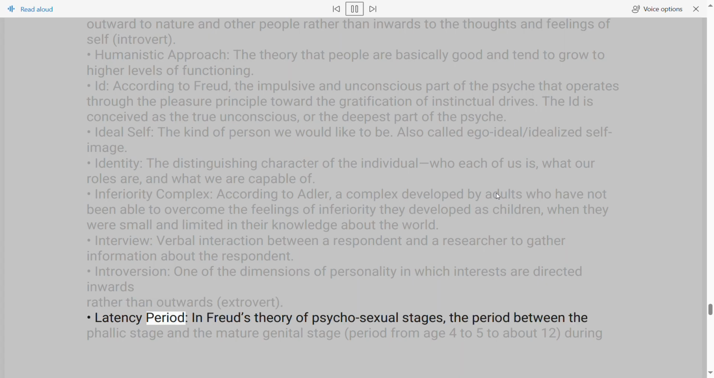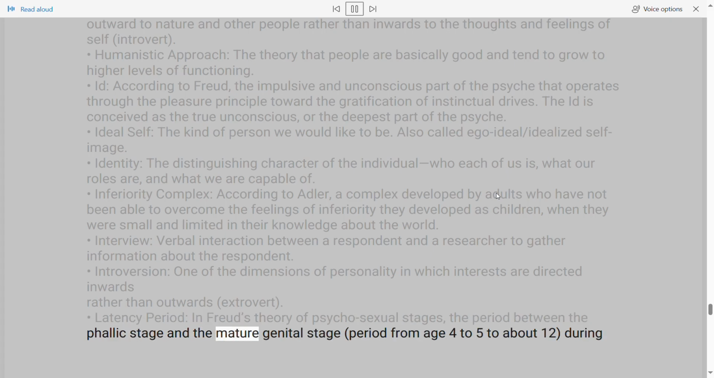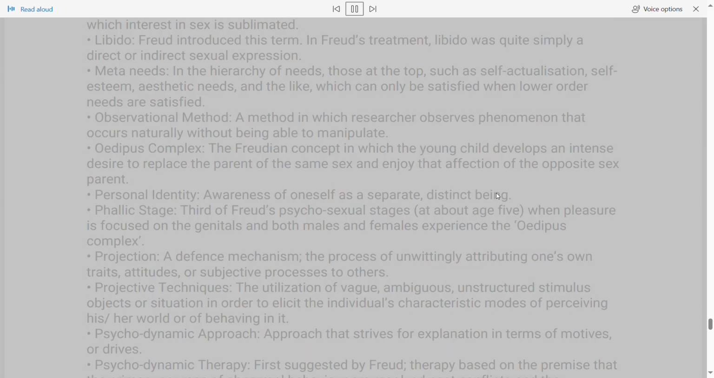Latency period, in Freud's theory of psychosexual stages, the period between the phallic stage and the mature genital stage, from age 4 to 5 to about 12, during which interest in sex is sublimated. Libido, Freud introduced this term. In Freud's treatment, libido was quite simply a direct or indirect sexual expression.